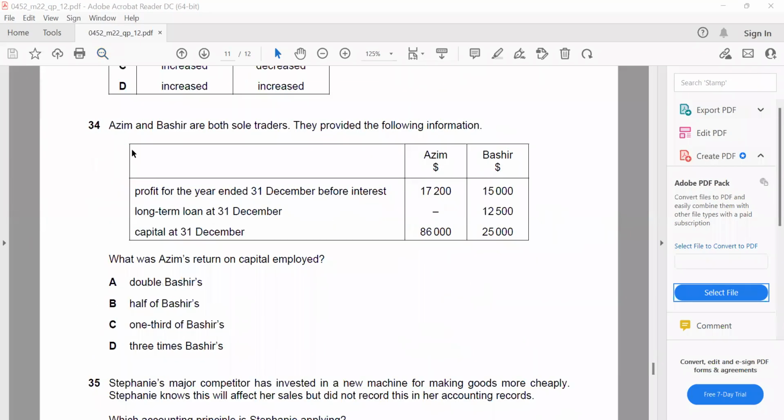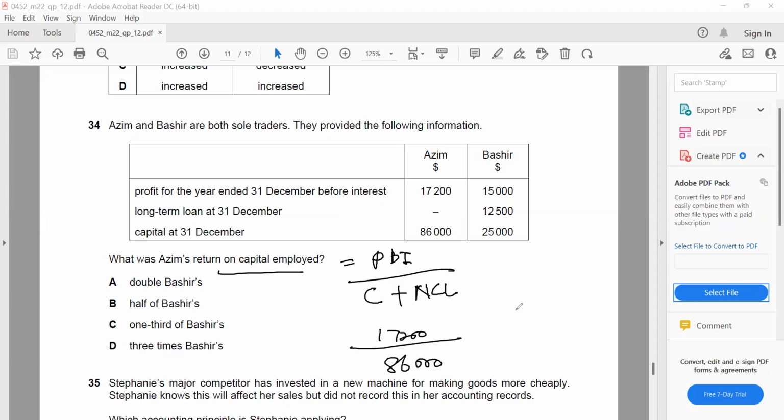Okay, now question 34. Azim and Basir are both sole traders. They provide the following: profit before interest, long-term loan, capital. What was the ROCE? The ROCE formula is profit before interest over the capital employed. Capital employed is capital plus non-current liability. So for Azim it is 17,200 divided by 8,600, and for Basir it is 15,000 over 12,500 plus 2,500.